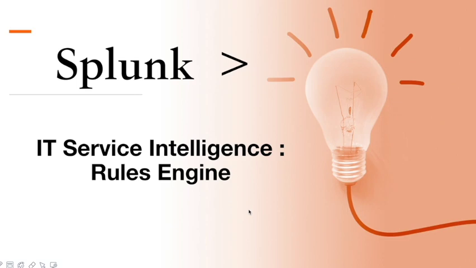This is the functionality of NEAP. NEAP also has actions. If you want to perform any action on an episode, you can do actions like sending an email, creating a ticket, pinging a particular host, or running a script, or some other things. So these are the basics about correlation search and notable events. Now let's come to the rules engine.